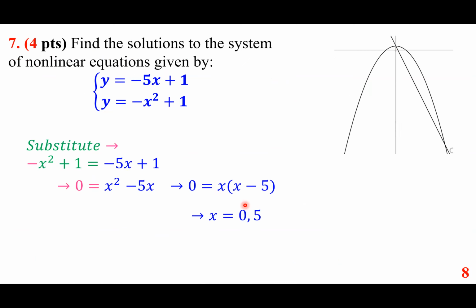So if you go to equation number 1, y is minus 5x plus 1. So if I plug in 0, it gives me 1. And if I plug in 5, negative 5 times 5, negative 25 plus 1 is negative 24. Of course, if you're given the graph, if it's pretty exact, you can figure out the points of intersection.